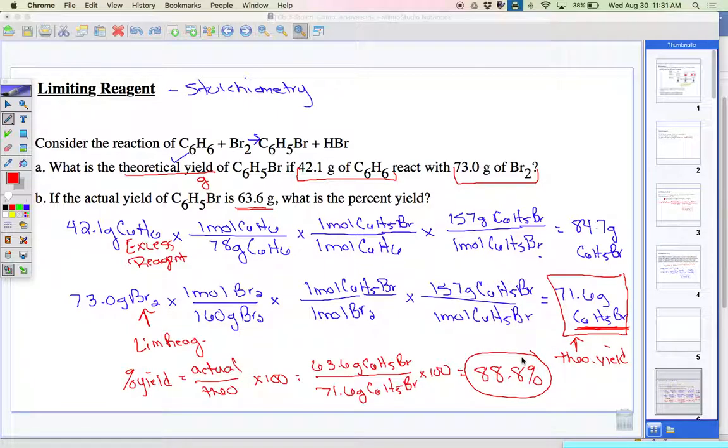All right, how can I make that problem one step harder? You can ask how much of the excess reagent is left over. So we'll add a C to ours. And our C question will be, how much excess reagent, reactant, same word, is left over?